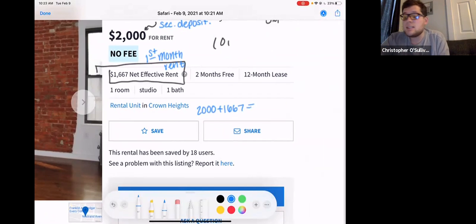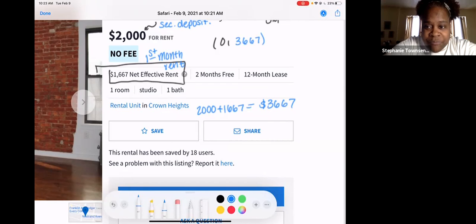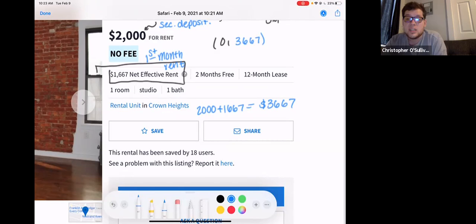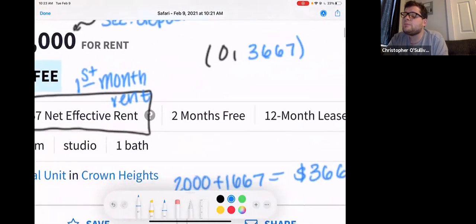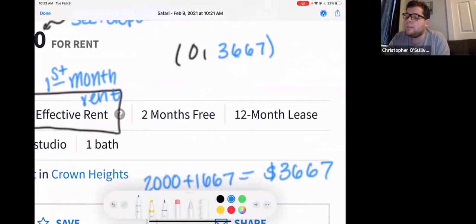That'll give us $3,667. So at month 0, that actually isn't a bad deal. At month 0, before I even move into this apartment, I'm paying $3,667. Not bad, especially for how convenient it is in terms of subway access. So that's month 0. Now we gotta do month 1.